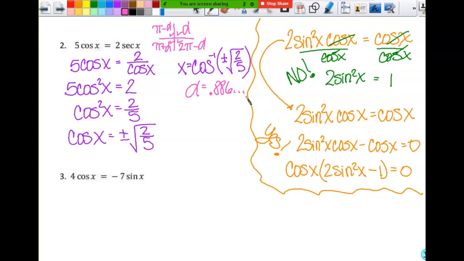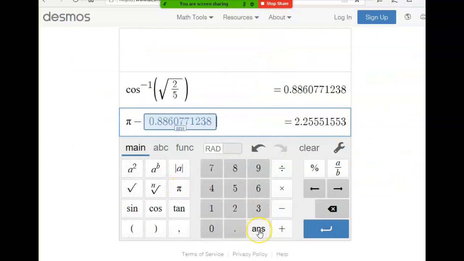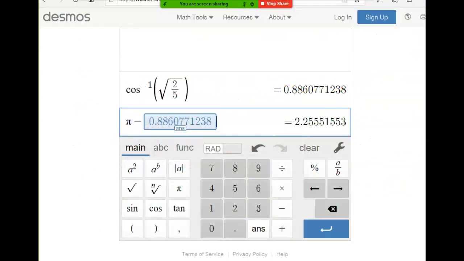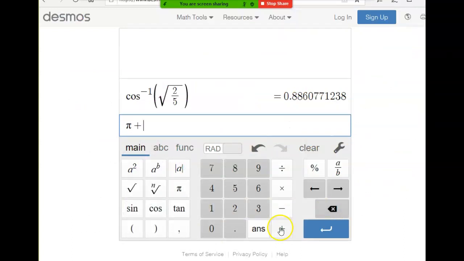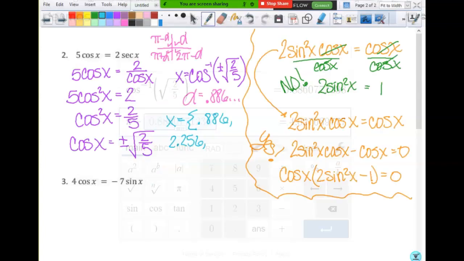My actual answers here, when I'm done, for x, one of them is alpha, so 0.886 is there. Then I'm going to have to do pi minus alpha, so then I'll have pi minus the answer, not hitting enter. So I get 2.256. Then since I didn't hit enter, I can back out of that and do pi plus the answer and get 4.028. The other thing I like about this is when you use the answer, it shows you what you're using, so you know that you're using the right thing. So 4.028.